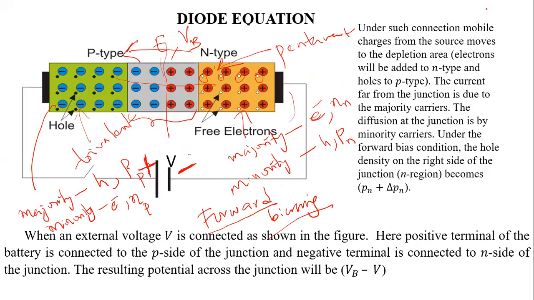Now, here we are dealing with a condition in which we connect the external battery to the P side and N side, and this, as I just said, will result in transfer of charge from the N side to the P side and from the P side to the N side.